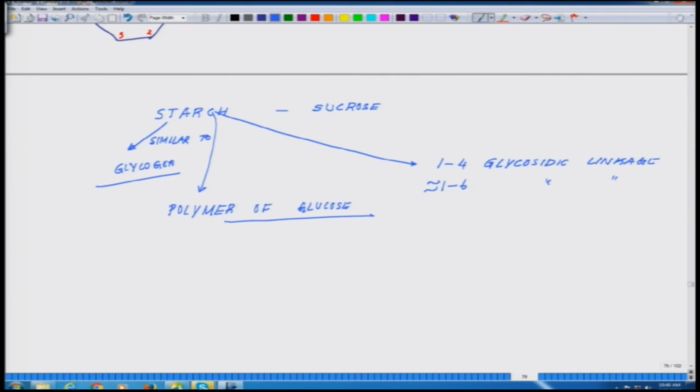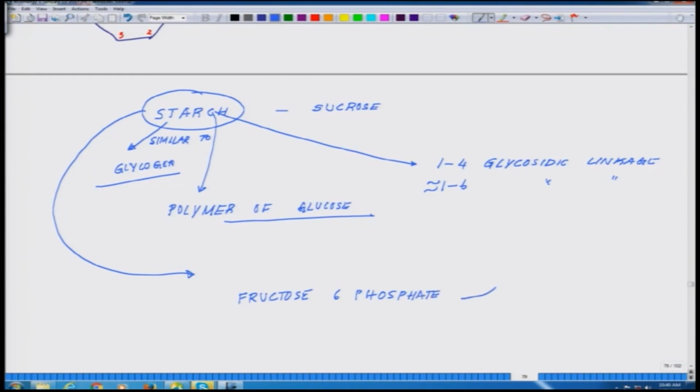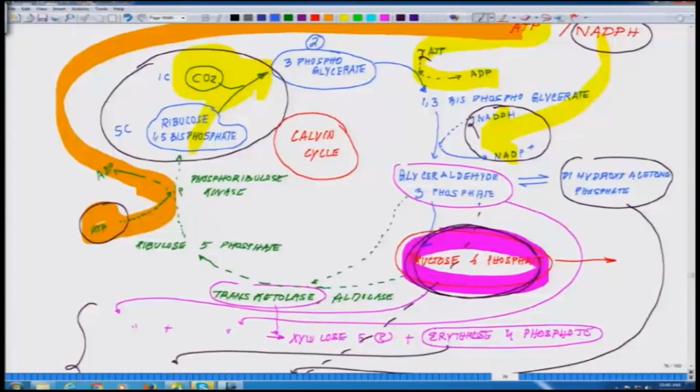This is synthesized and stored in the chloroplast. All this starch molecule that you see, the genesis of all these things is from fructose 6-phosphate to starch. Calvin cycle, fructose 6-phosphate, look at this molecule. So this is converted into starch and sucrose.